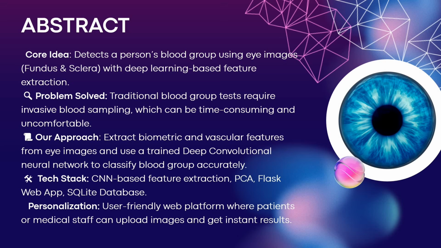We are going to use plenty of algorithms in this project. For example, we are going to use a deep convolutional neural network for feature extraction, PCA, principal component analysis, a Flask-based web application, and also for data storage, we are using SQL here. Plenty of stacks are used in this project. This project is a user-friendly web application platform from where any patient can feed their data and check their blood group. Okay, it's a very user-friendly one.